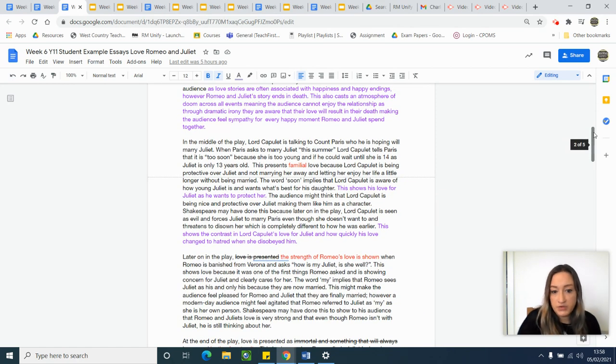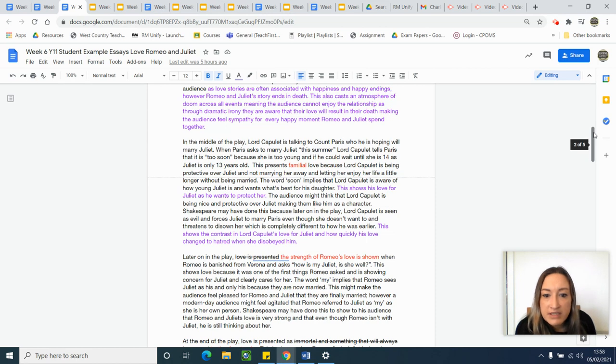So this student positions their paragraphs. They're talking about what's happening in the scene they're going to quote from first, and that's quite a good thing to do. So in the middle of the play, with tracking connective, Lord Capulet is talking to Count Paris, who is hoping will marry Juliet. When Paris asks to marry Juliet this summer, Lord Capulet tells Paris it's too soon because she's too young, and he could wait until she's 14. So this student hasn't actually made a point about love yet.